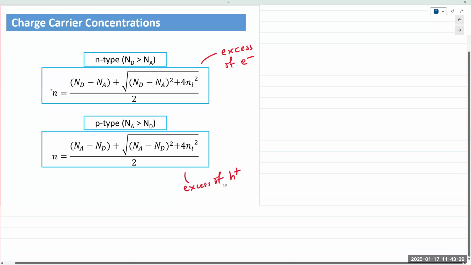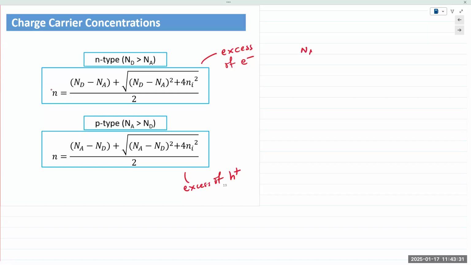So in an N-type material, Na would be 0. In a p-type material, Nd would be 0. We would not want to dope with both acceptor and donor atoms. If you're trying to create an N-type material, meaning we want an excess of electrons, then we do not want Nd to be in there.